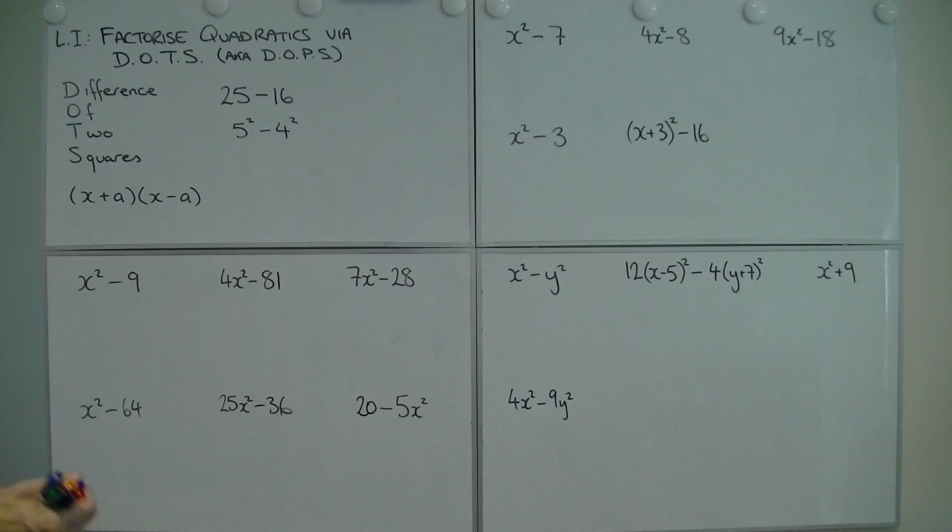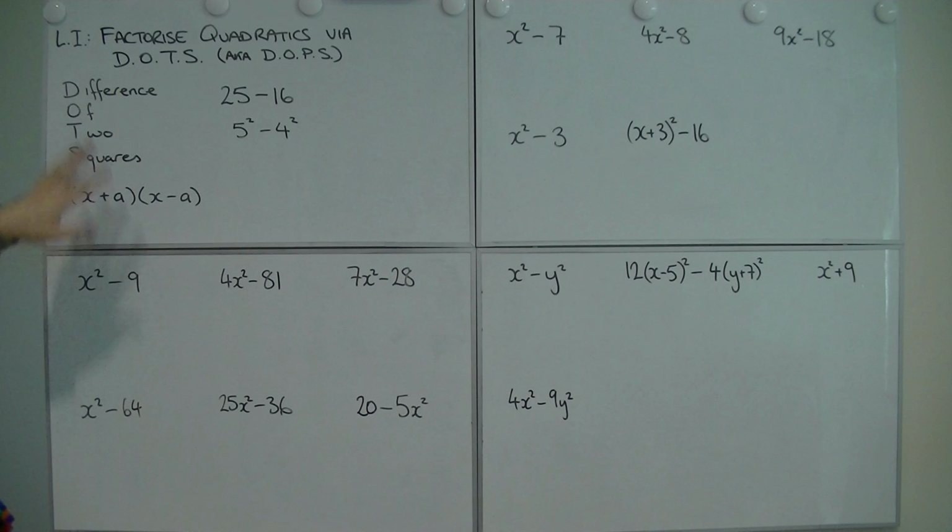Okay, this time factorising quadratics via DOTS, otherwise known as DOTS. So, what is DOTS? Difference of two squares. Sometimes it's called DOTS because they change "of two" for "of perfect", but that's a bit more of a niche case. I prefer DOTS. It's also easier to say.